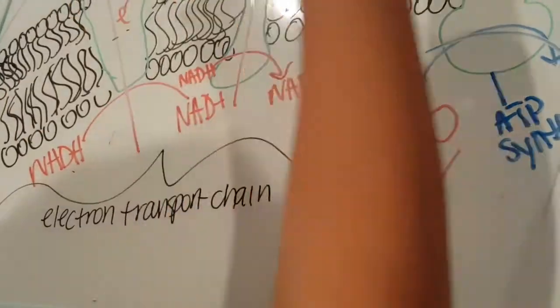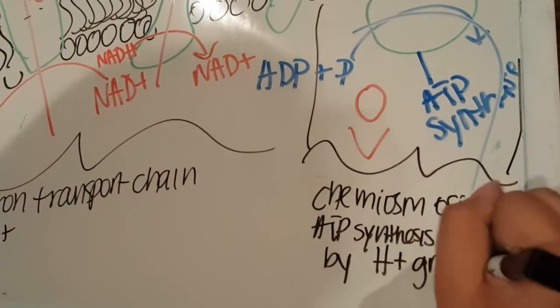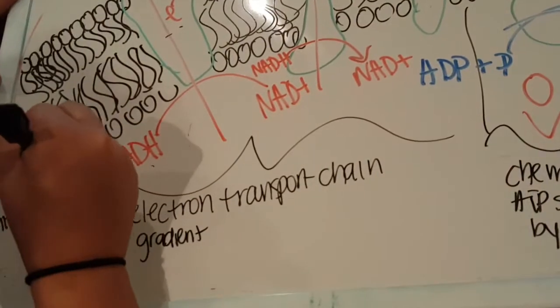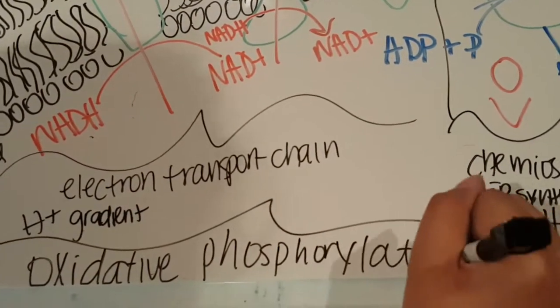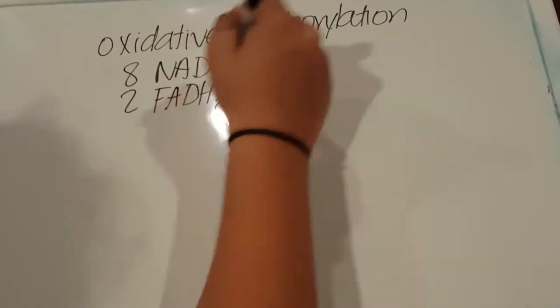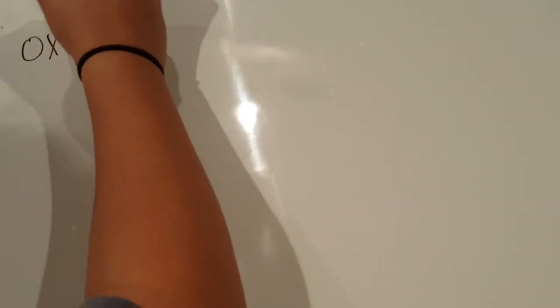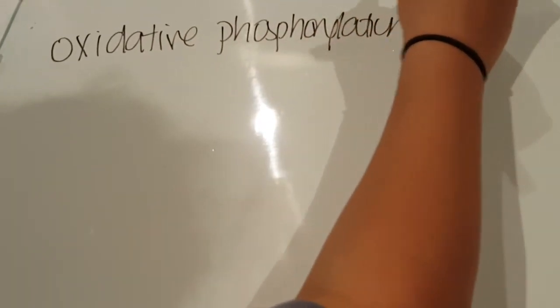The hydrogen gradient is considered the electron transport chain, while ATP synthase, powered by the hydrogen gradient, is called chemiosmosis. The hydrogen ions are first moved to the inner membrane space, then over here is the mitochondrial matrix. This whole thing is considered oxidative phosphorylation. Oxidative phosphorylation starts with 8 NADH molecules and 2 FADH2. It makes 34 ATP. Oxidative phosphorylation is aerobic because of the presence of oxygen.